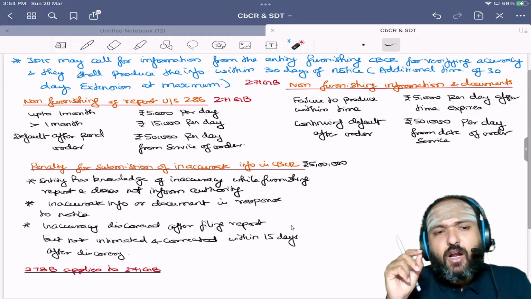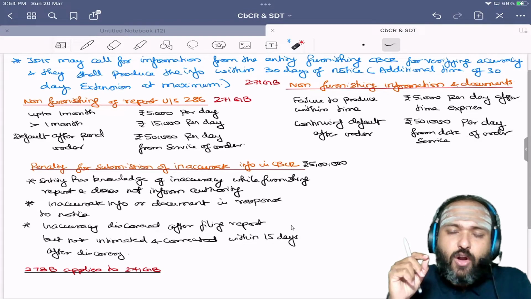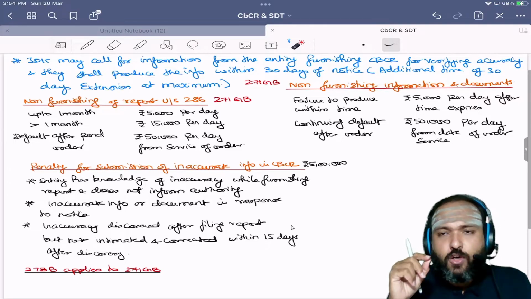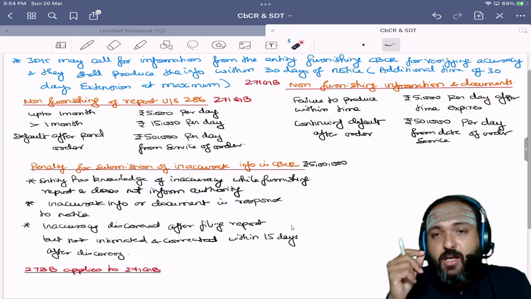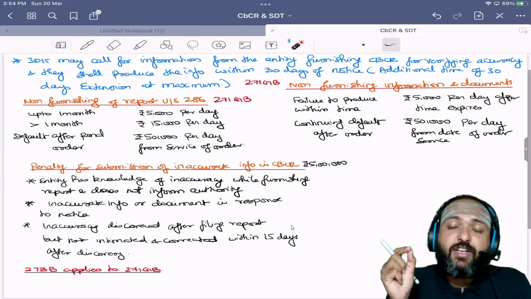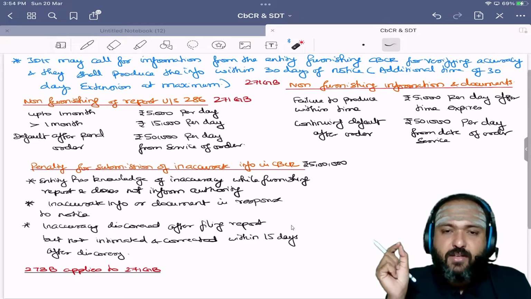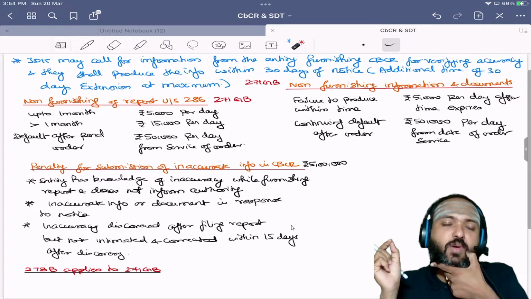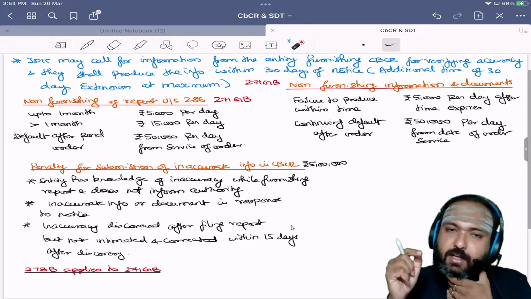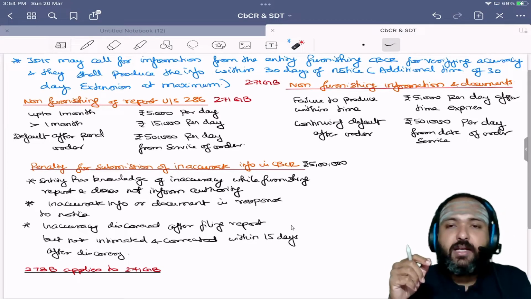Case number three. I have given wrong information with respect to any data that was called for. They have called for some information and knowingly, I have given some wrong information. Under these three cases, there is a fixed penalty of rupees 5 lakhs. So, what is the penalty for submission of inaccurate information in CBCR? This is the penalty for inaccurate information.